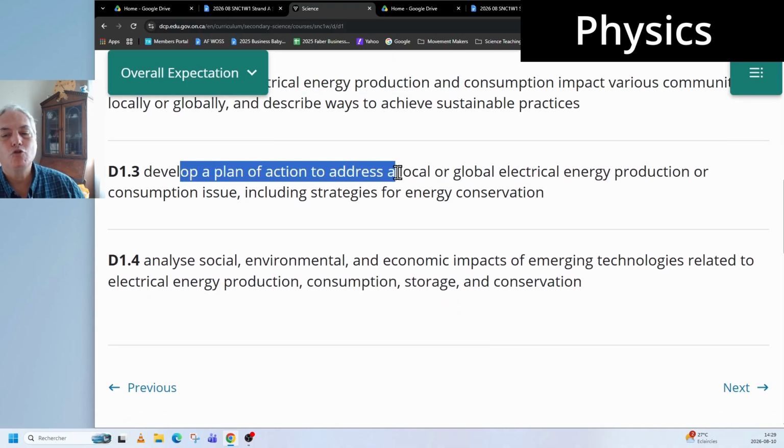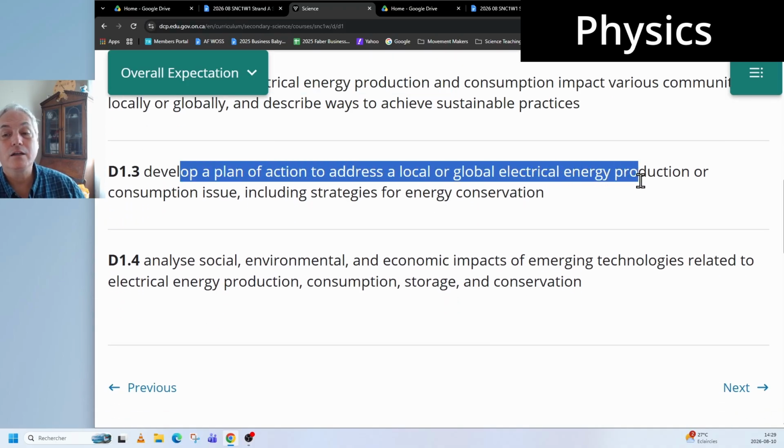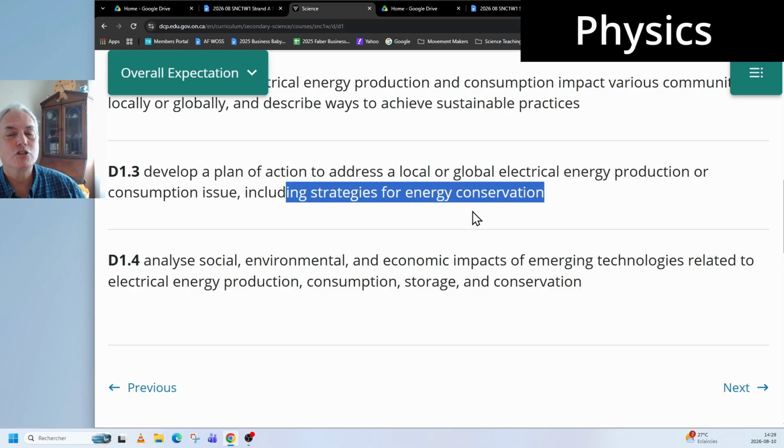Develop a plan of action to address local and global electrical energy production or consumption and some energy conservation strategies. So here we're going to, I hope in the past, I haven't done that in a long time, I used to, oh, that's a good idea.